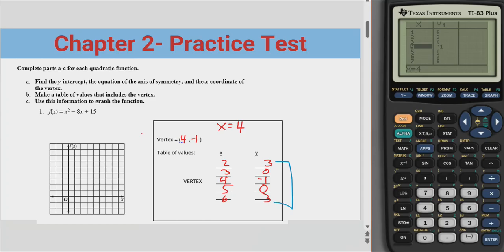Right? I talk a lot about symmetry in the data. These 2 points have a match. These 2 points have a match. This point right here has no match. That's my vertex. So I'm going to graph that up: 4, -1, and then 3, 0, 5, 0, and then 2, 3.